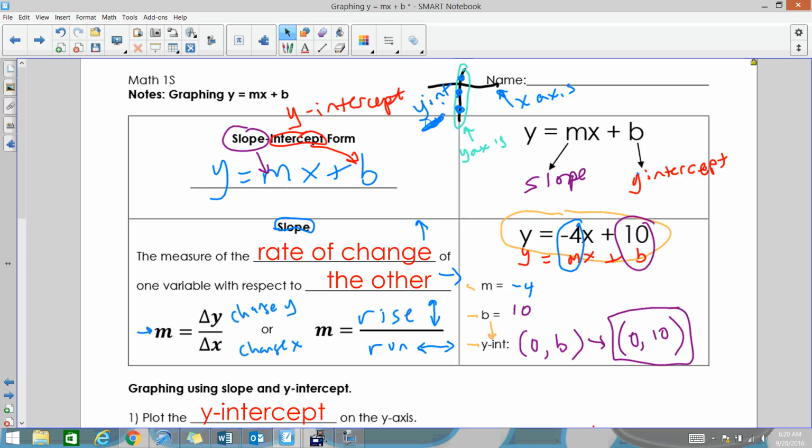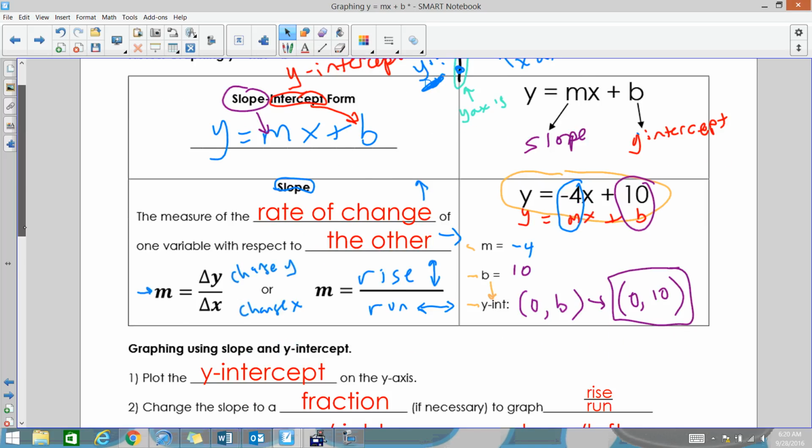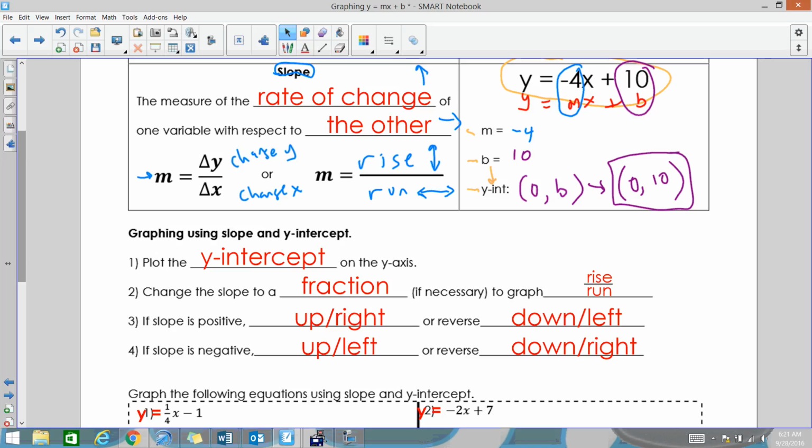Now, when we graph, we always begin at b. So I have right here graphing using slope and y-intercept. It gives you your steps, number 1, 2, 3, 4. First, it says plot the y-intercept on the y-axis.